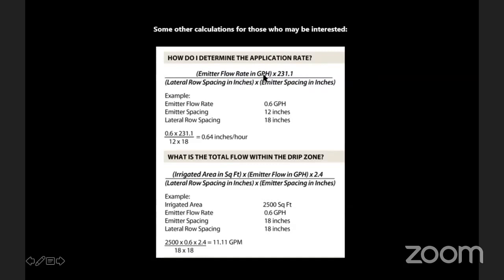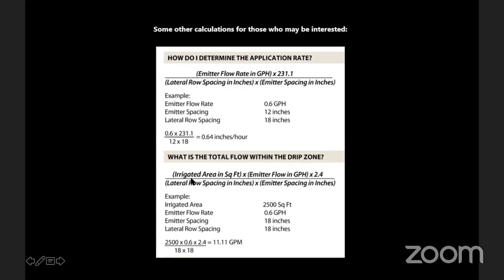So, emitter flow rate in gallons per hour. For us, ours is 0.6 gallons per hour times 231.1, which is a conversion factor. Then we have lateral row spacing in inches, and then emitter spacing in inches. So 12 inches and 18 inches. Depending on the design that you have, you plug it into that equation and you can figure out how many inches per hour your irrigation system is running.